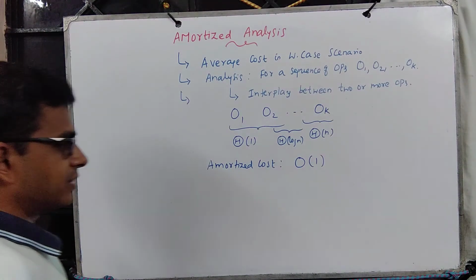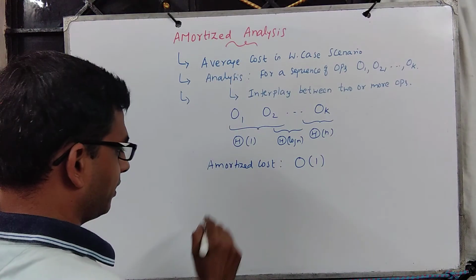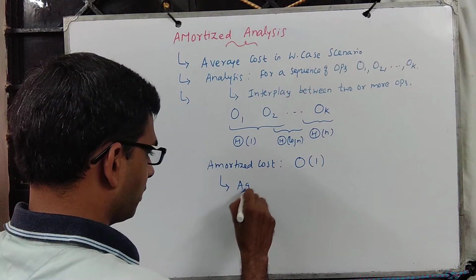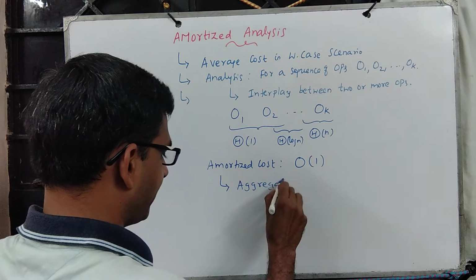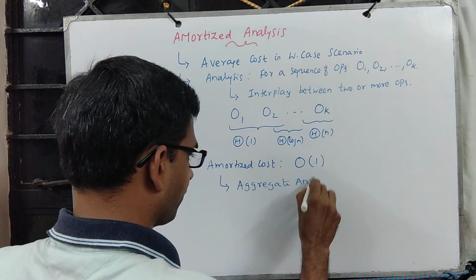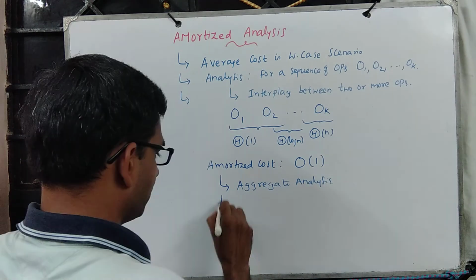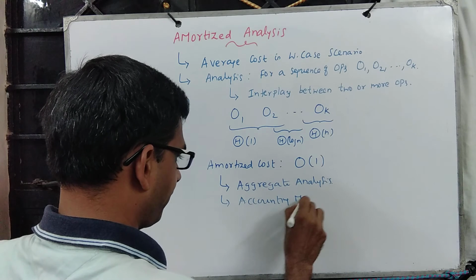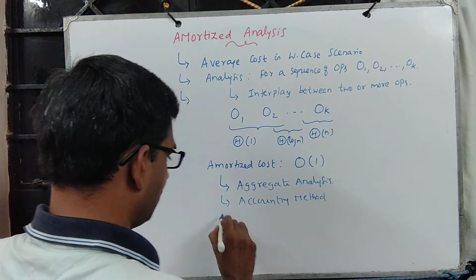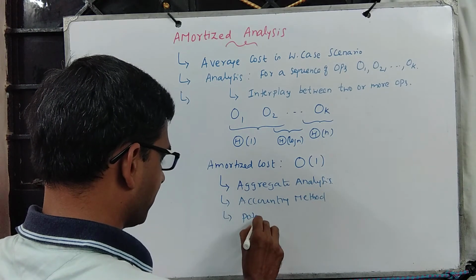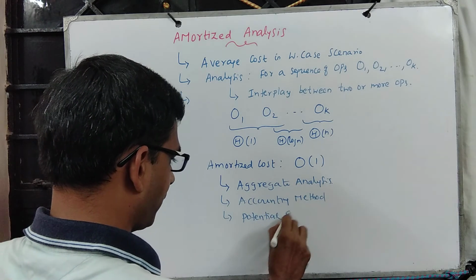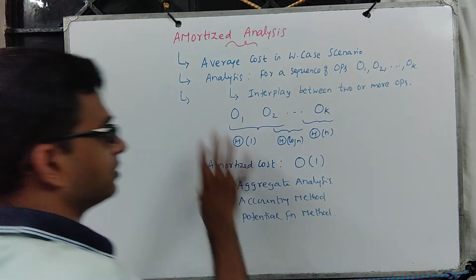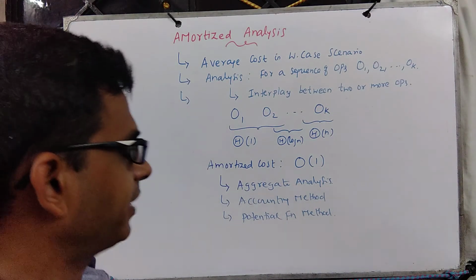So to discuss this idea or analysis technique, there are three methods. One is aggregate analysis. The second one is accounting method. The third one is potential function method. Please note, this is from an analysis perspective.